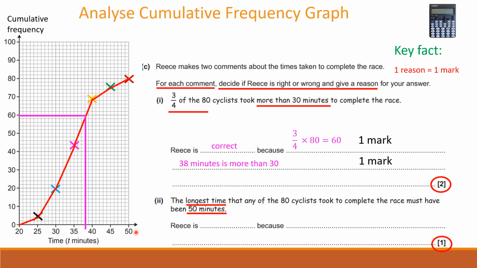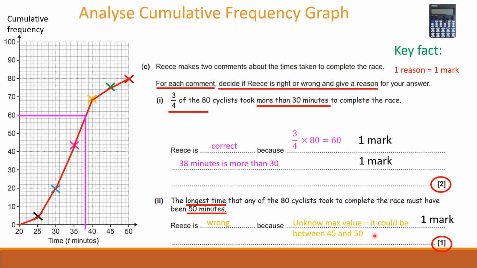So the longest time, you can see here I've plotted at 50 and 80. So it looks like it is the longest value at 50, but this is taken from a cumulative frequency table where you're given values between 45 and 50. Because the last interval was between 45 and 50, we don't know exact values. So we can't say that the race must have been 50 minutes. It is an unknown value. It could have been anywhere between 45 and 50. It may be 50, but we cannot guarantee that. So that means Reese is wrong, and that is for 1 mark.